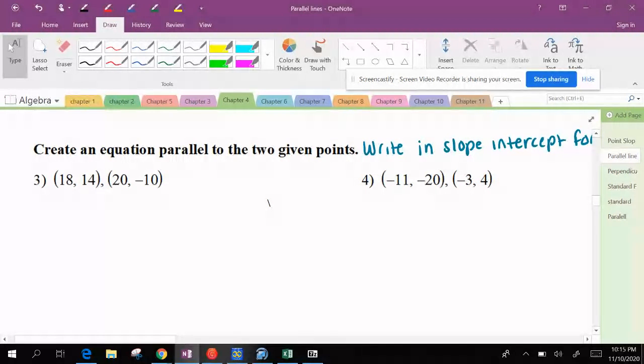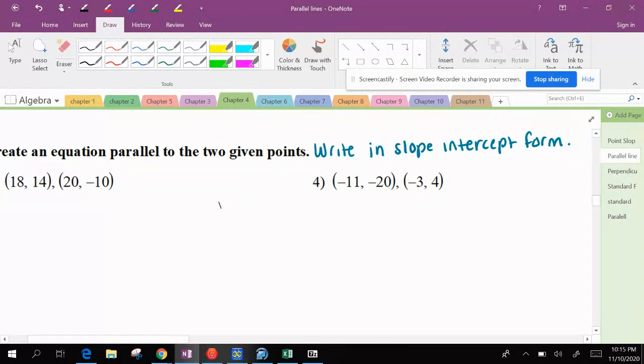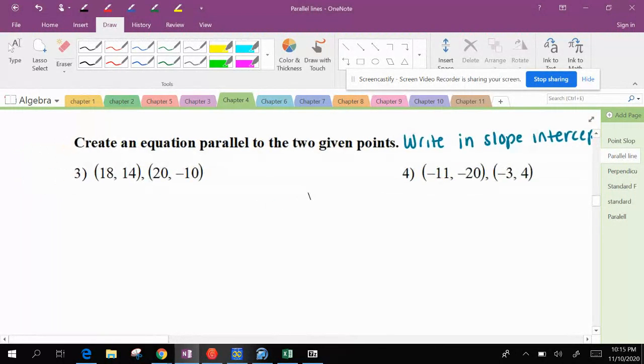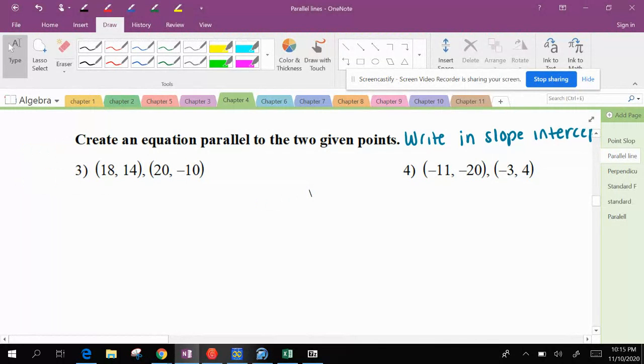Create an equation parallel to the two given points. It says right there, in slope-intercept form, I added that in there. In the previous problems I gave you a point and an equation, and you had to identify the slope. Here, you're going to have to find the slope, which means I'm going to have to use, yet again, the slope formula between two points.